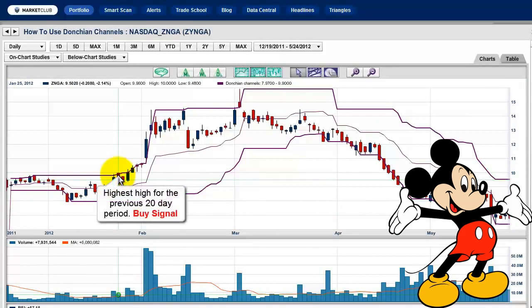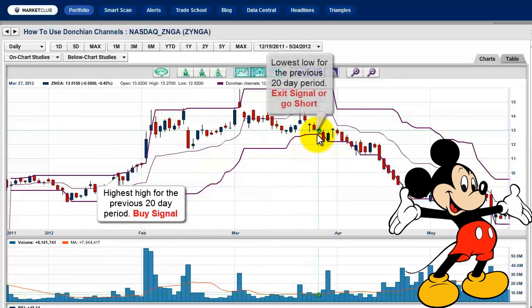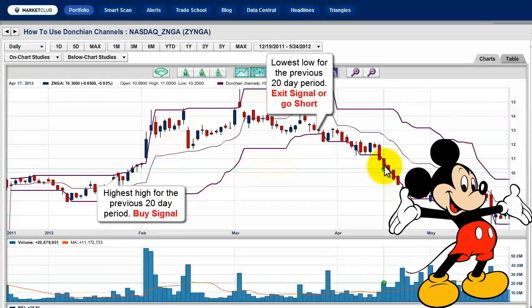As you can see right here, we were a buyer on this day, and that would be right around the 950 level, and the market moved up very nicely. We've had some ups and downs. It then started to flatten out and then moved down right here below at 1301, producing a nice profit, and then proceeded to go lower. And that is a classic example of how to use the Donchian channels.